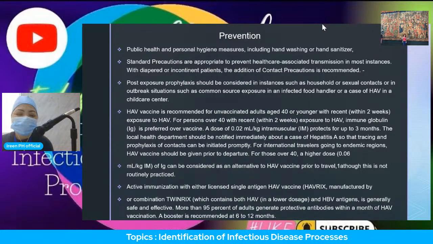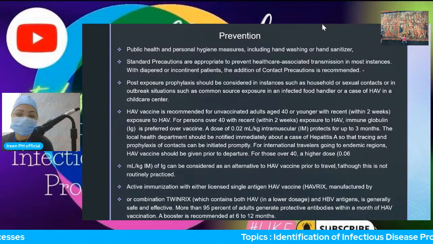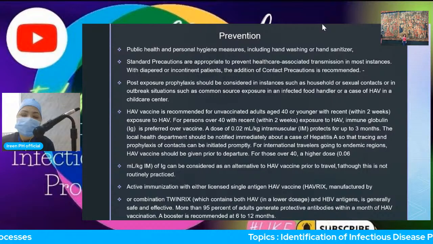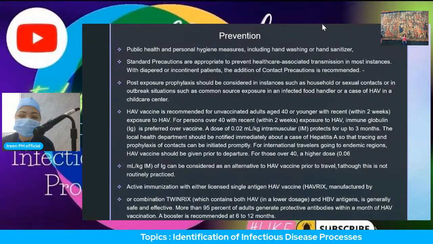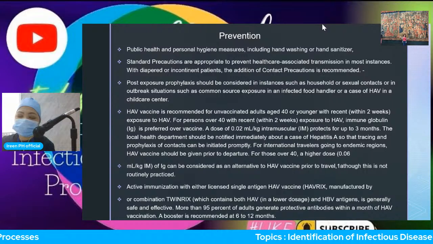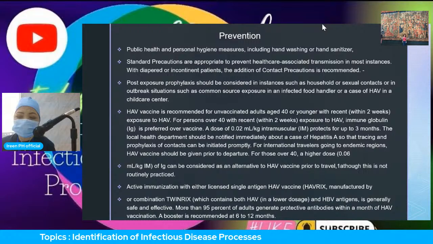Hepatitis A virus vaccine is recommended for unvaccinated adults age 40 or younger with recent, within 2 weeks, exposure to hepatitis A virus. For persons over 40 with recent, within 2 weeks, exposure to hepatitis A virus, immune globulin is preferred, as asked last time by one of our staff.